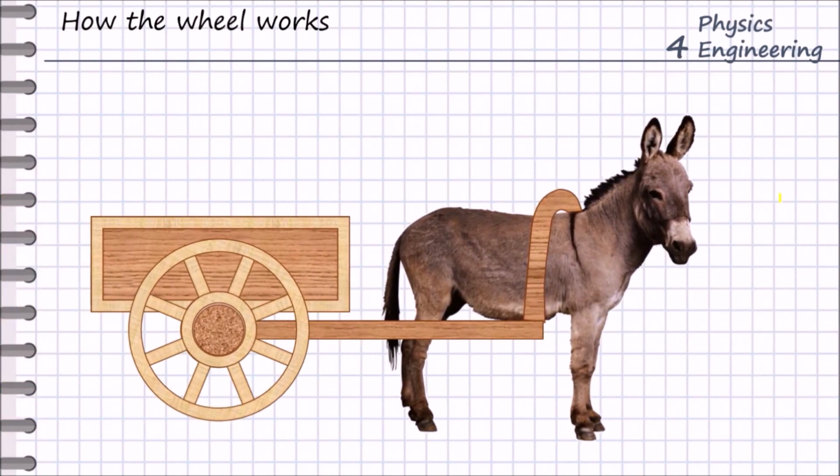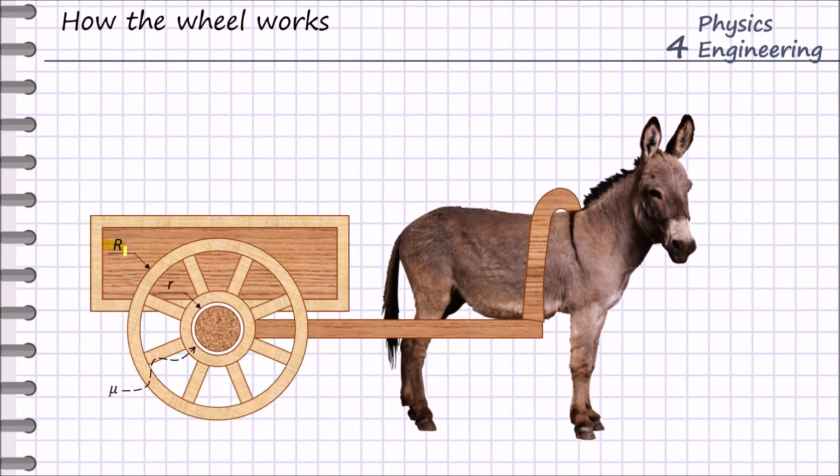The donkey with the wagon helps us to solve this problem. So let us assume we have a wagon with the wheel radius R capital, the axle radius r small, and with the friction coefficient mu between the axle and the wheel. We will not talk today about the rolling resistance coming from the rough road or tire wheel deformation in the contact point. So we will consider zero rolling resistance between the wheel and road.